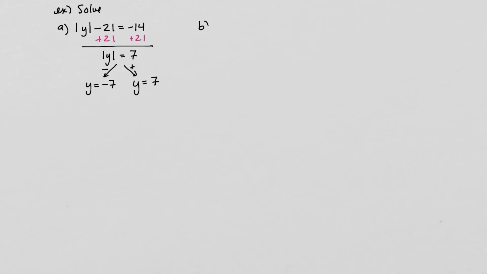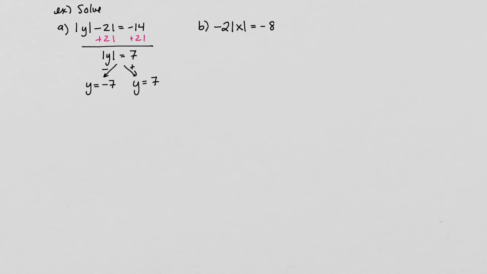We'll look at another example here. So maybe we had negative 2 times the absolute value of x equals negative 8. So again, here's my part with the absolute value, but the absolute value is not all by itself. This negative 2 is in front, and it's being multiplied times the absolute value of x.